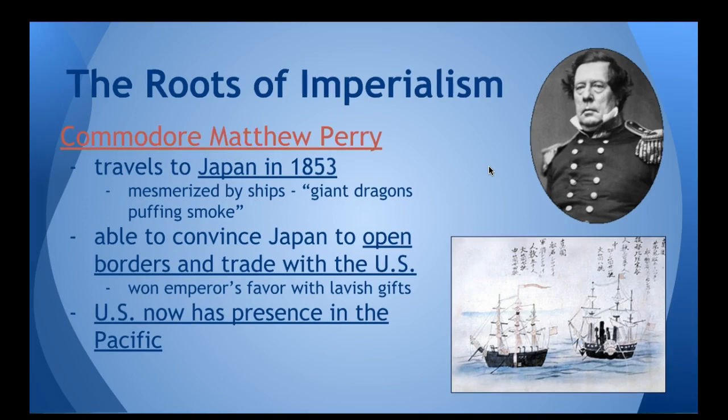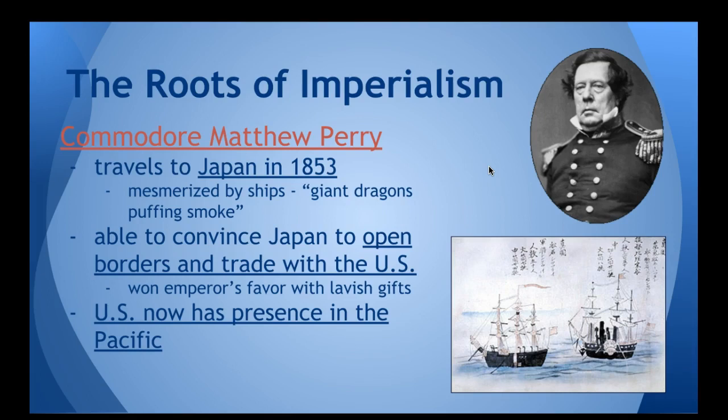Japan, you may know, is an island off the coast of Asia, and because they were an island, they were able to cut themselves off from the rest of the world for a very long amount of time. They didn't trade, they didn't engage with the rest of the world. In fact, they were so cut off from modern civilization that they were mesmerized by the American ships coming to their country. They described them as giant dragons puffing smoke. They had never seen this technology before.